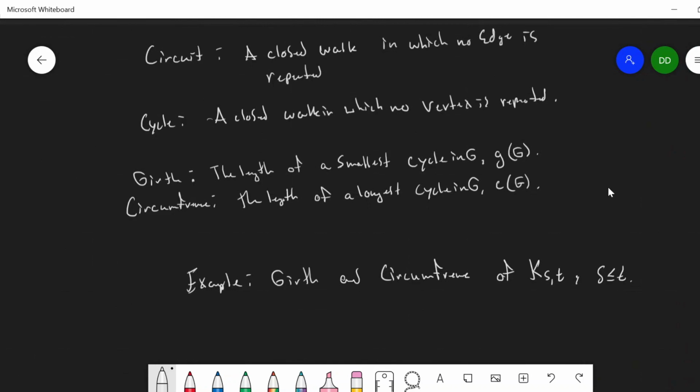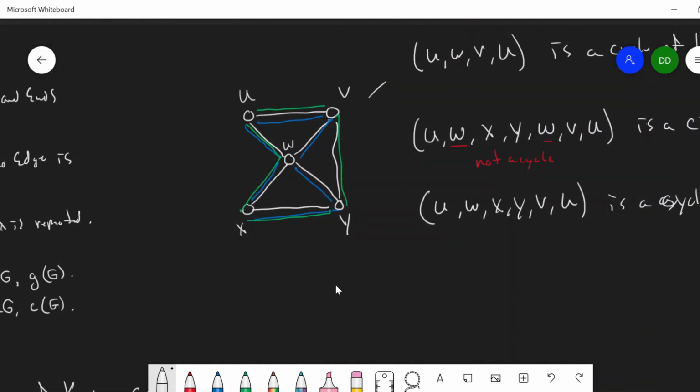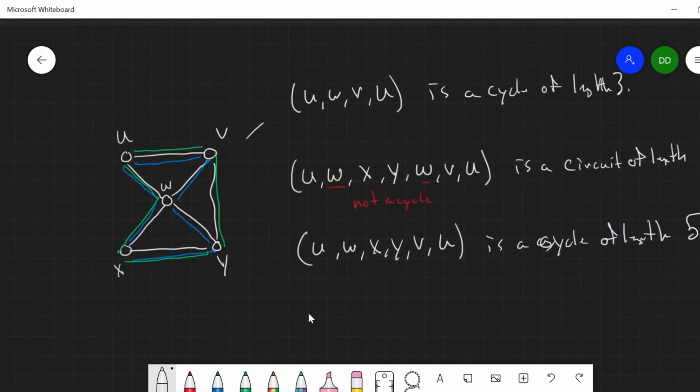Okay, so two other properties of a graph that go along with this are the girth and the circumference of a graph. So the girth is, among all the cycles in a graph, find one with smallest length. That length is the girth of the graph. The circumference is the maximum of all the lengths of the cycles. And so for any graph, we can compute the girth and the circumference. So maybe we look at this one as an example as well. What's the girth and the circumference of this one?